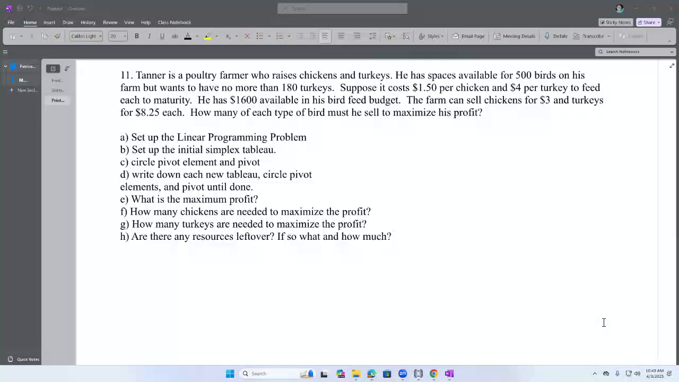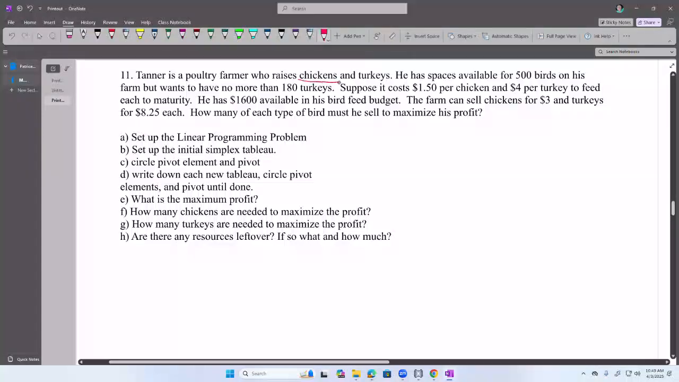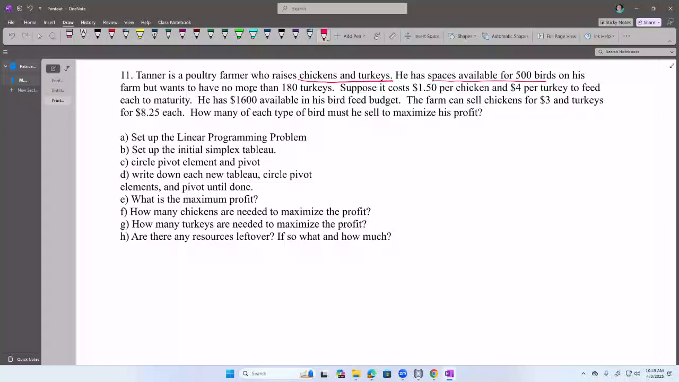Okay, number 11. Tanner is a poultry farmer who raises chickens and turkeys. He has spaces available for 500 birds on his farm, but he wants to have no more than 180 turkeys. I'm jumping to the question, how many of each type of bird? So that tells me how to define my variables. So I'm going to let X be the number of chickens, and Y can be the number of turkeys.